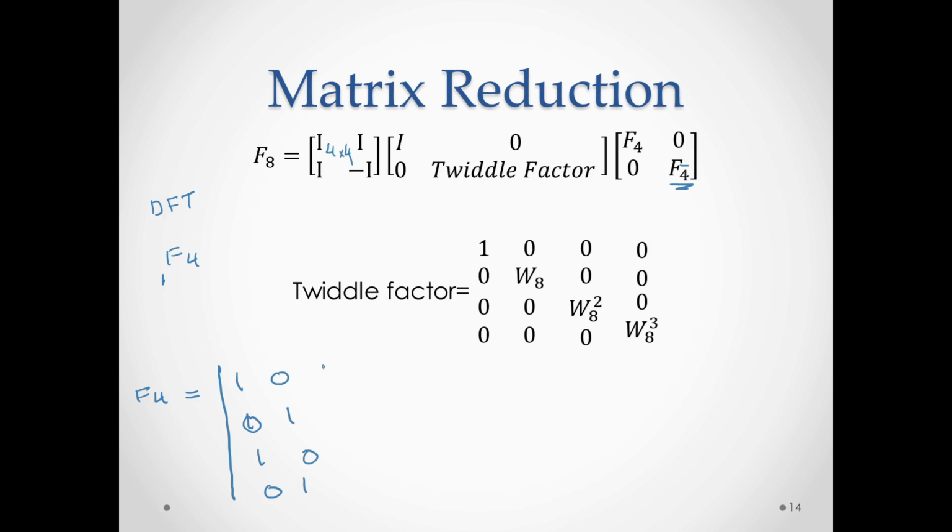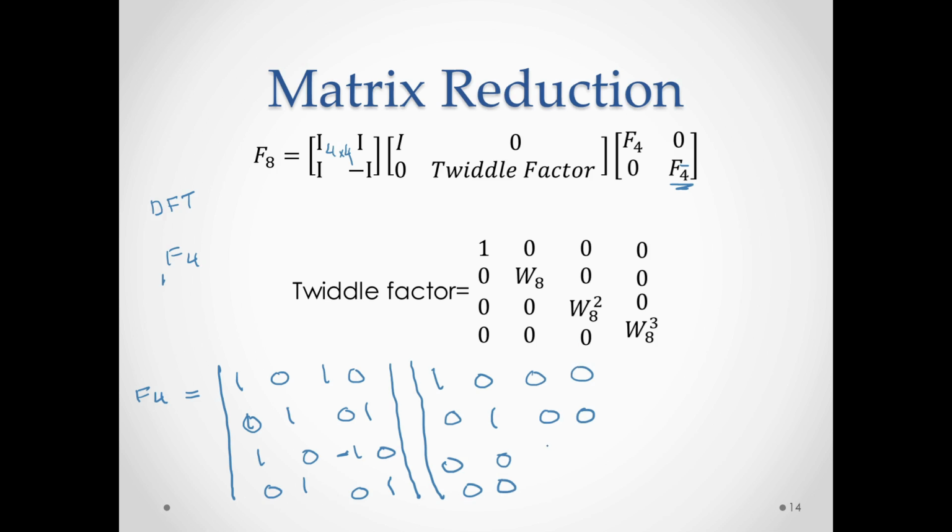The next matrix would be 1 0 0 1, minus 1 0 0 1. This is our first matrix. Our second matrix would be 1 0 0 1 0 0 0 0. This term would be 0 0 0 0. Our twiddle factor would be W4 with power 0, 0, and W4 with power 1, as this is for a 4-point DFT.